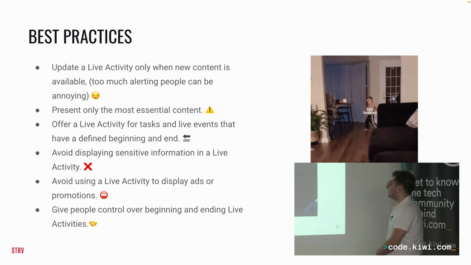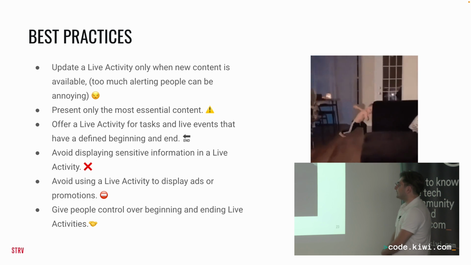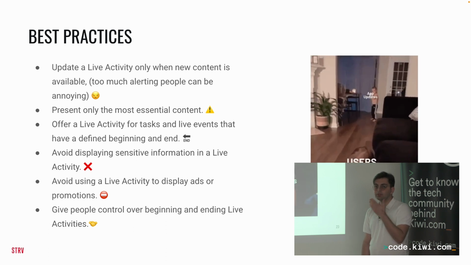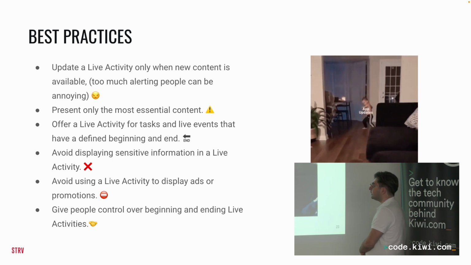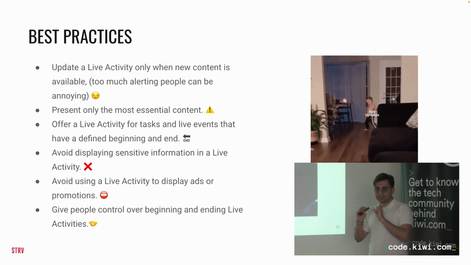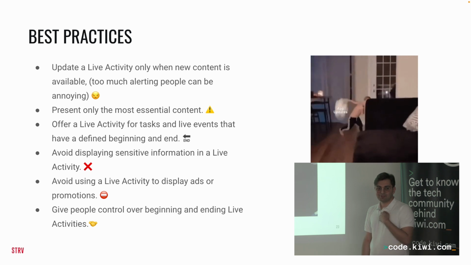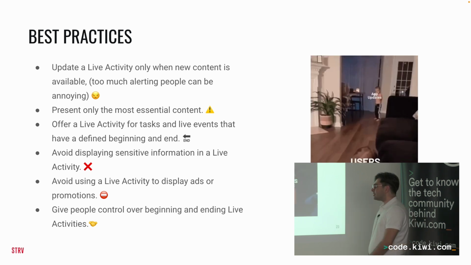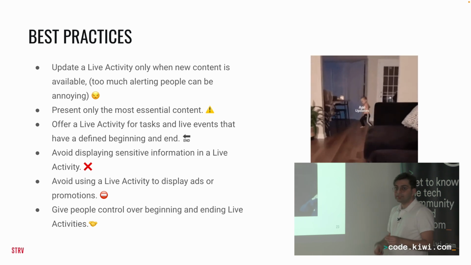And the best practices. So basically, as I mentioned, it's somehow similar to notifications. The user can see it on the lock screen, so it can be very annoying if you send updated data every few seconds or minutes. As a user, I'm the first one to disable the live activity, and I don't want to see it. So be careful about that, and send just the crucial data and updates.